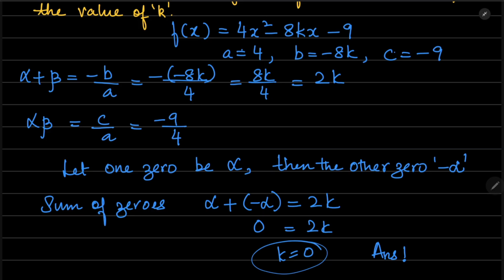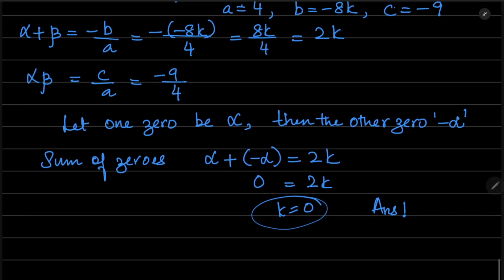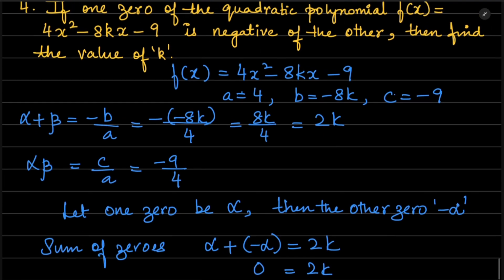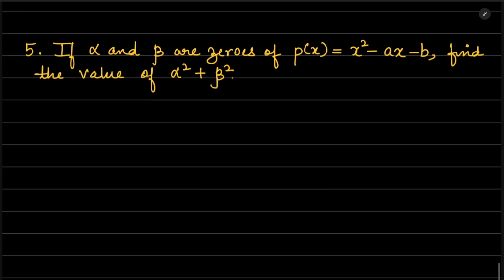Why am I not going to take product? Because product does not have k at all in it. Okay, so you are only asked to find the value of k, and k is involved in the sum of the zeros. So we are just calculating the sum. So k is equal to 0 is the answer. Okay, let's move on to the next question.